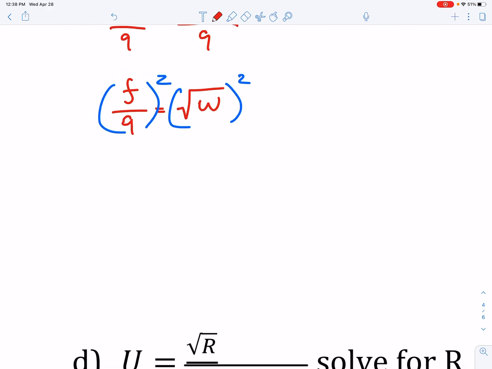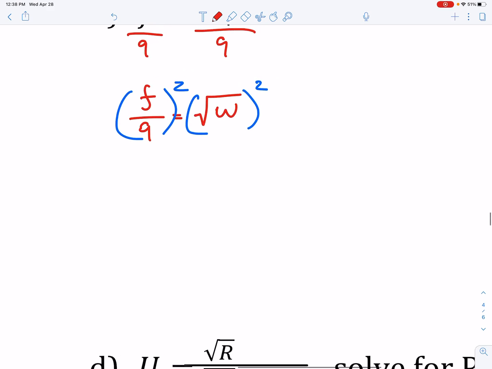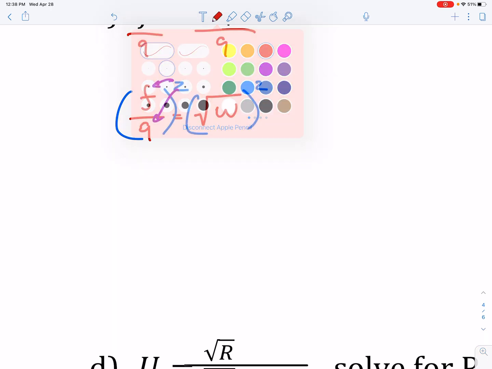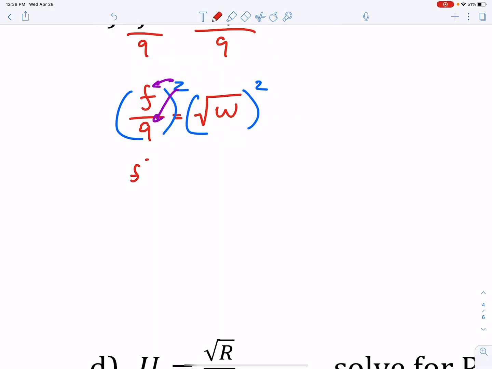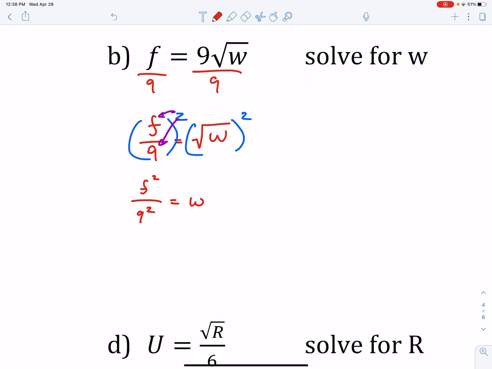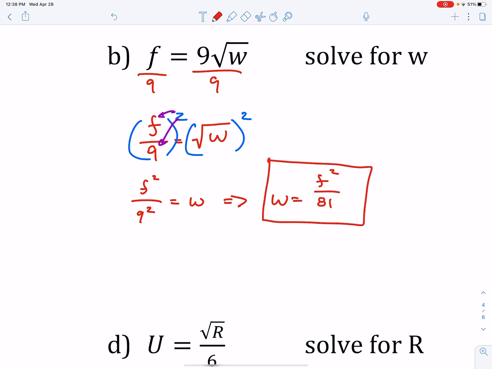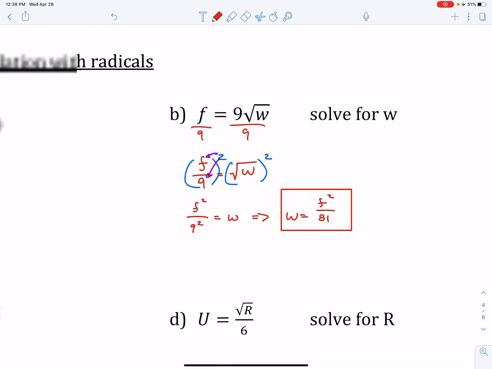So now really what's happening here, if you remember from your properties of exponents, you need to bring that 2 to each term. You'll get f to the power of 2 over 9 to the power of 2. Again, we learned operations of exponents, or exponent rules, however you want to phrase it, equals w. We're not done yet, though. We want to simplify this, okay? So we'll have w equals f squared over 81, and that is our solution. F squared over 81 is our solution.